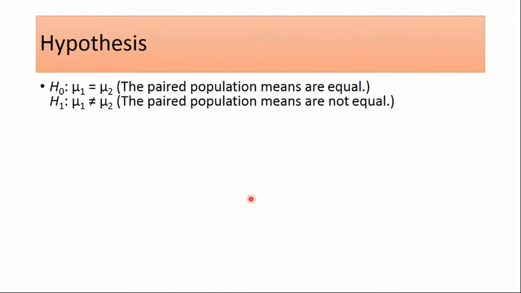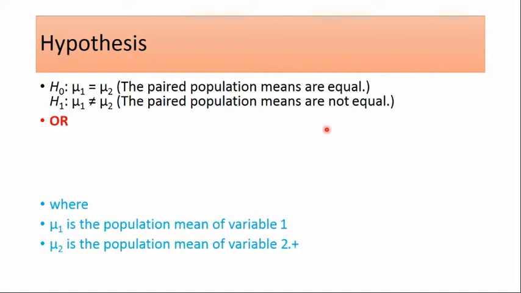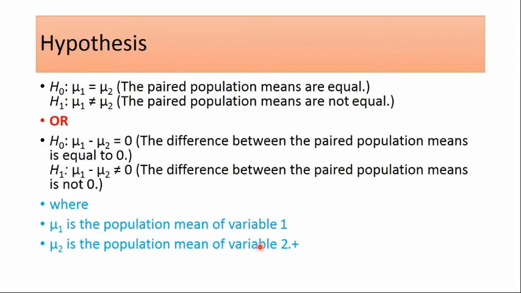Hypothesis: H0, mu1 is equal to mu2. The paired population means are equal. Alternative hypothesis: H1, or we can say HA, mu1 is not equal to mu2. The paired population means are not equal, where mu1 is the population mean of variable 1 and mu2 is the population mean of variable 2.